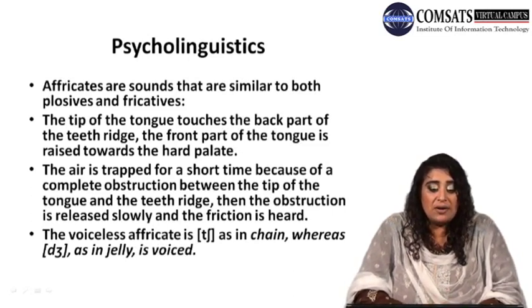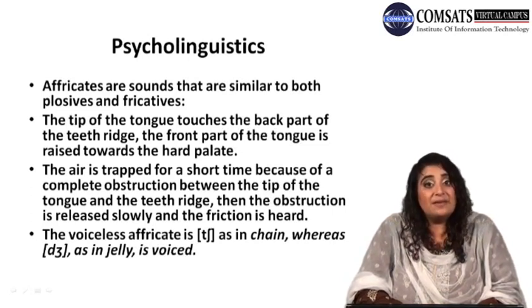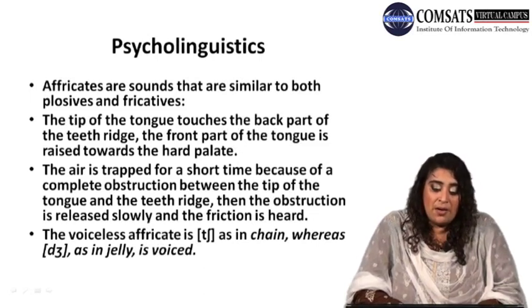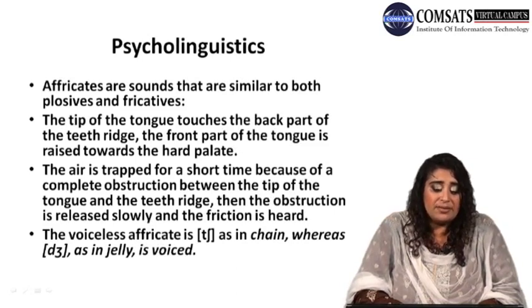Now the air is trapped for a short time because of the complete obstruction between the tip of the tongue and the teeth ridge. Then the obstruction is released slowly and the friction is heard. The voiceless affricate is T as in chain, whereas D and Z as in jelly.